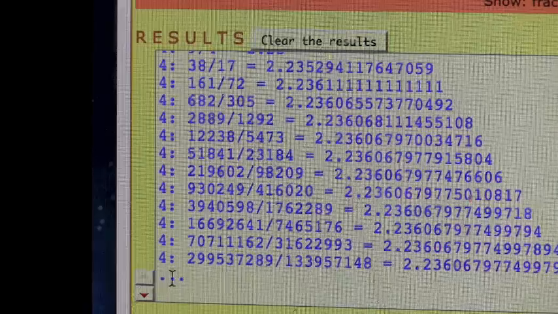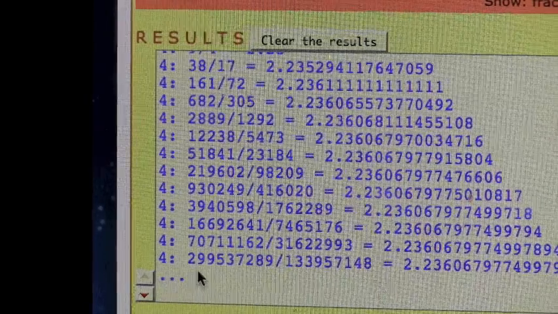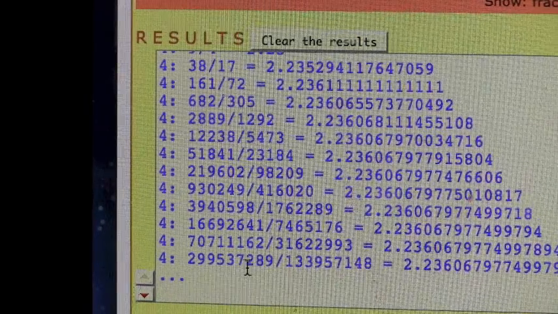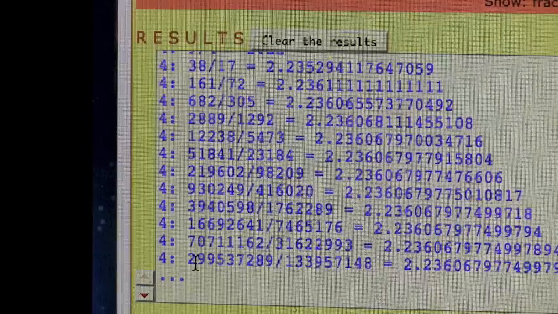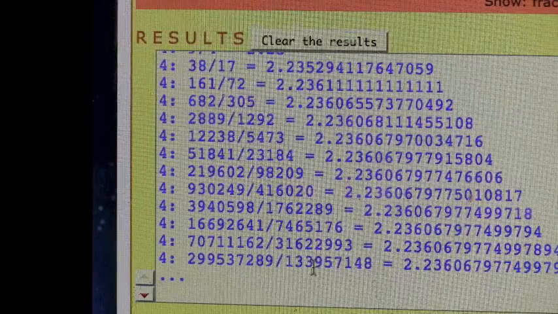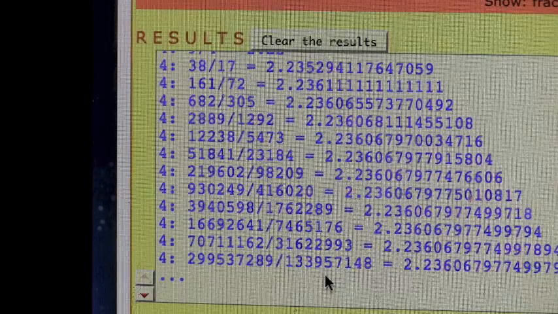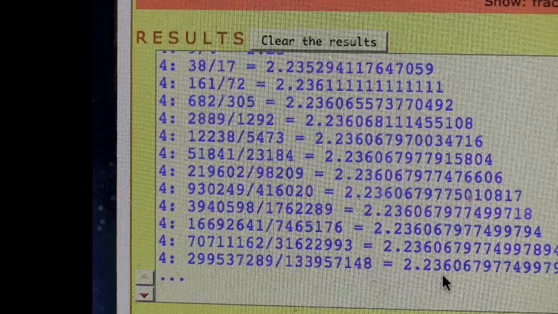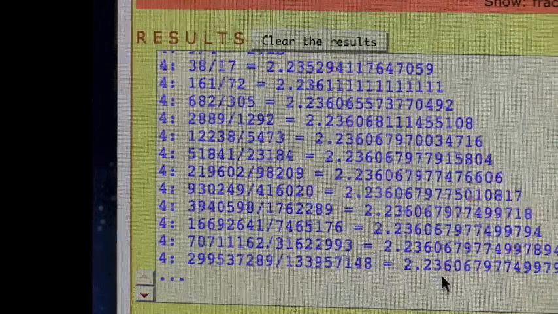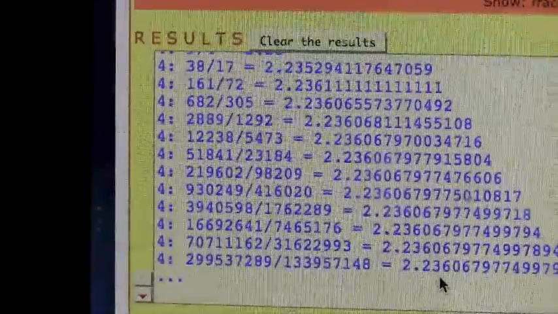The last one they wanted to show us was this crazy one. 299537829 squared over 133975148. It's around 2.23. Yeah, it's pretty amazing, right? All right, good job.